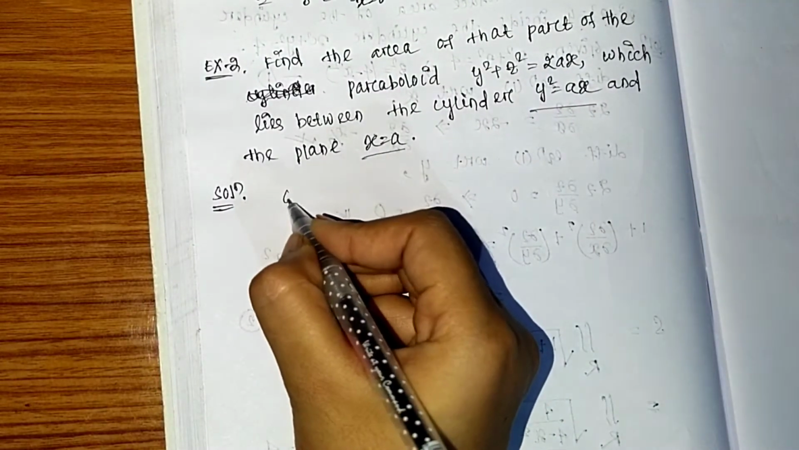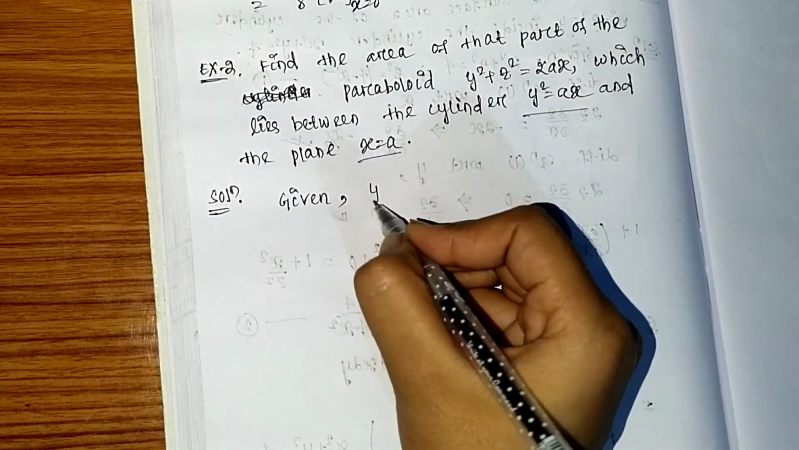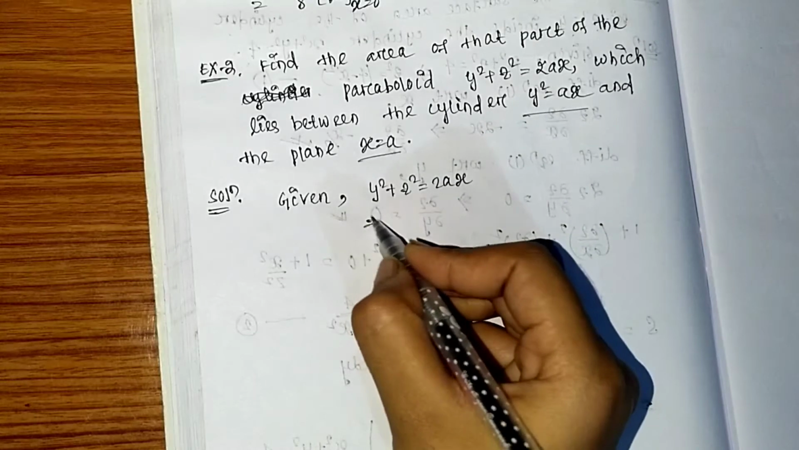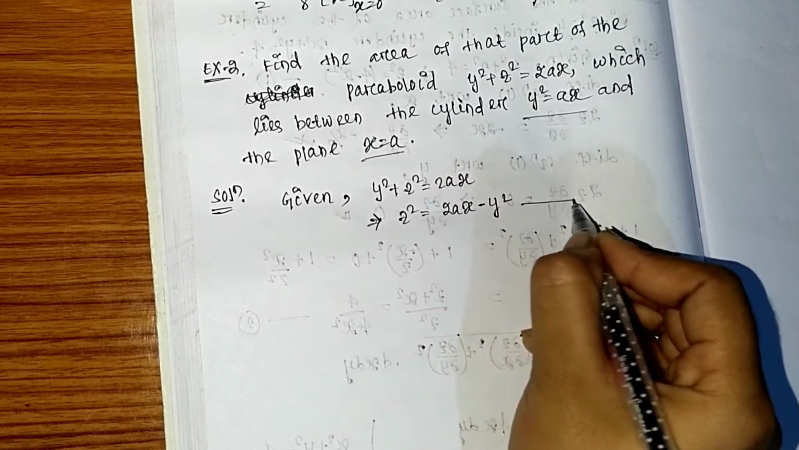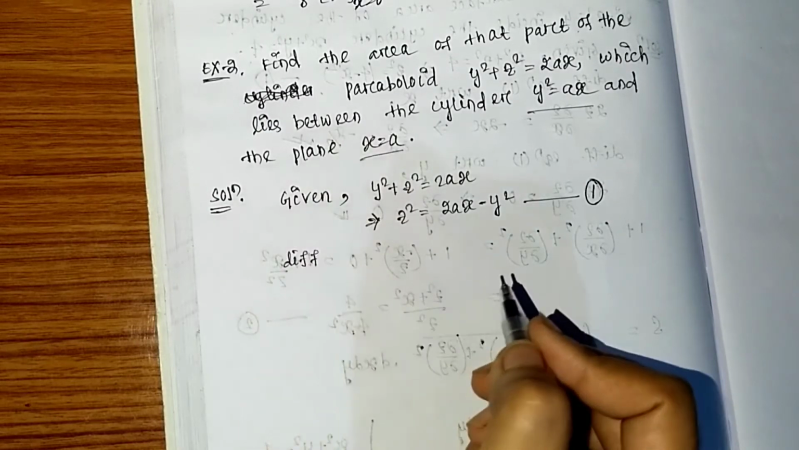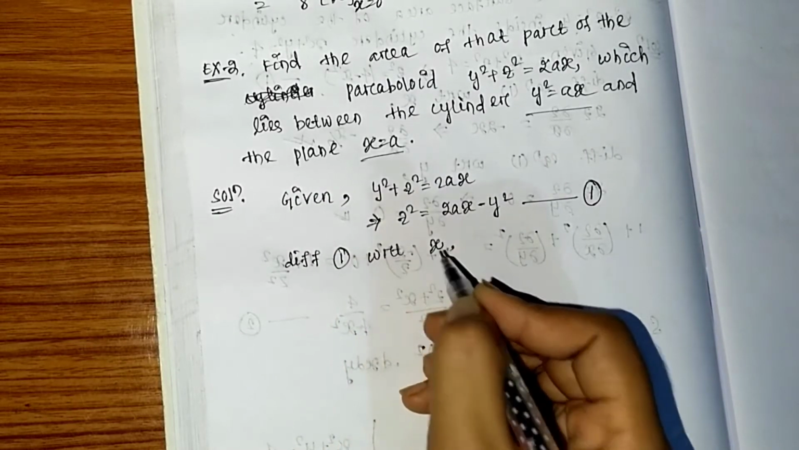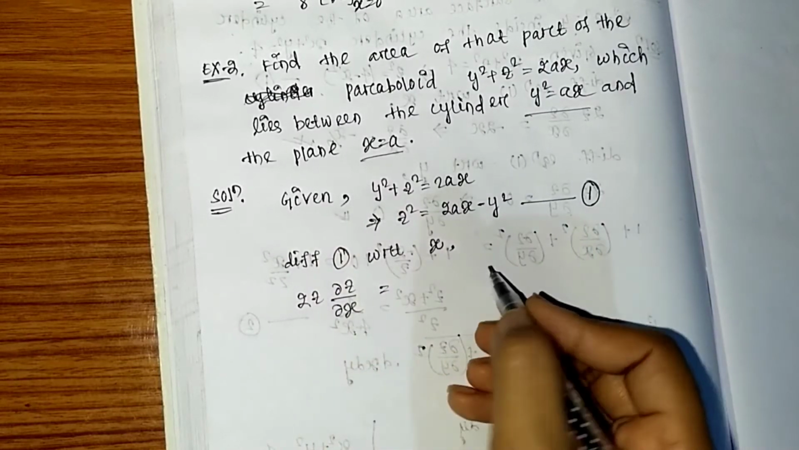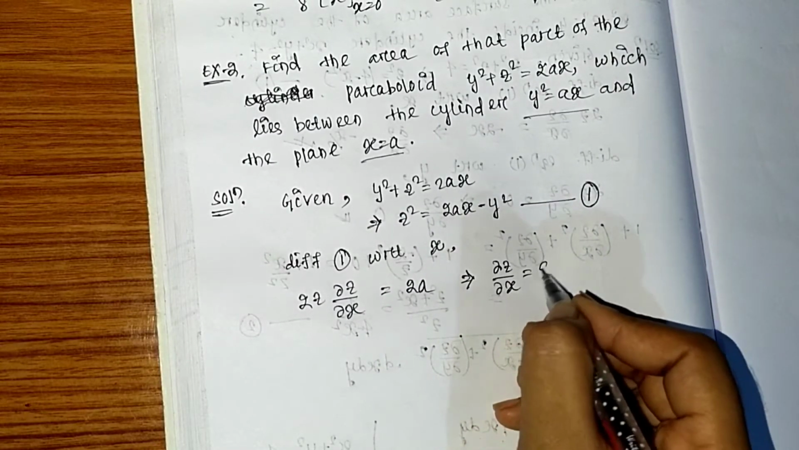First, given y square plus z square equal to 2ax, we find the value of z. That implies z square equal to 2ax minus y square. This is our equation 1. First we partially differentiate equation 1 with respect to x. Then 2z into del z by del x equal to 2a. That implies del z by del x is a by z.